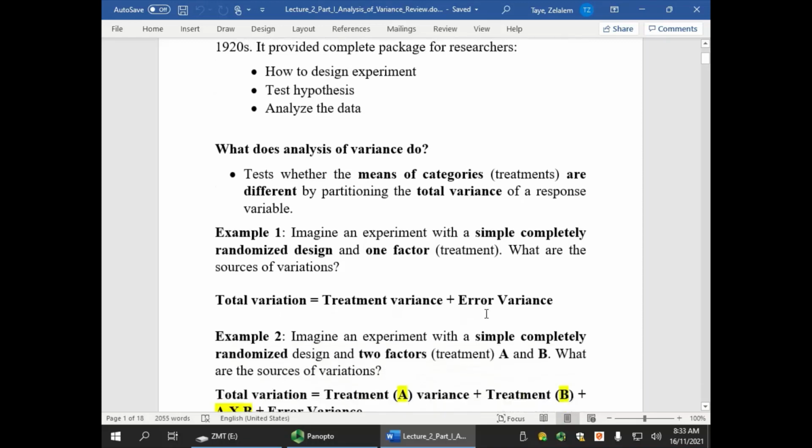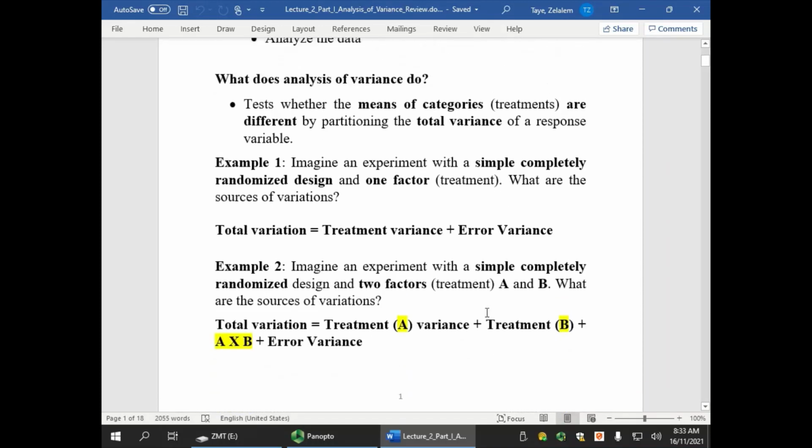Suppose there is an experiment with a simple, completely randomized design. You don't have to hurry to write this down. This is something I'm working on in progress. Either I will send you the short version, otherwise I will send this one through email for you. You don't have to worry. Just follow along, and if you have questions, ask. And don't spend time writing everything down.